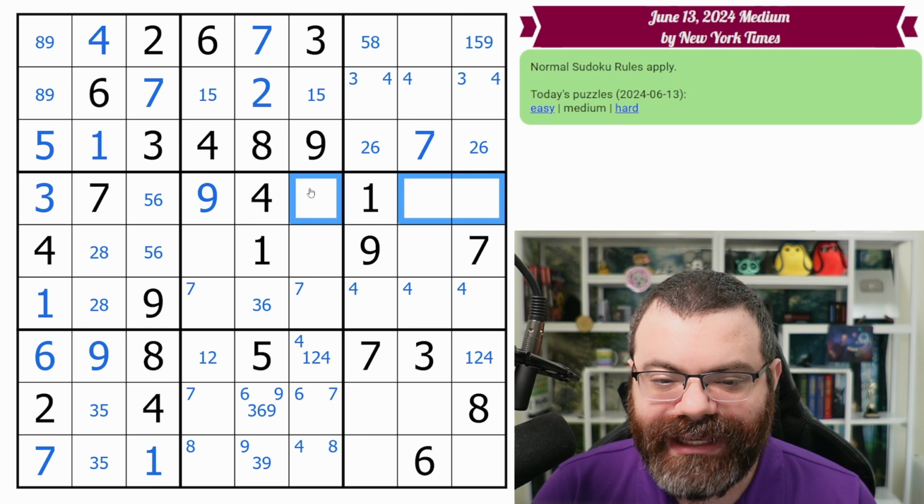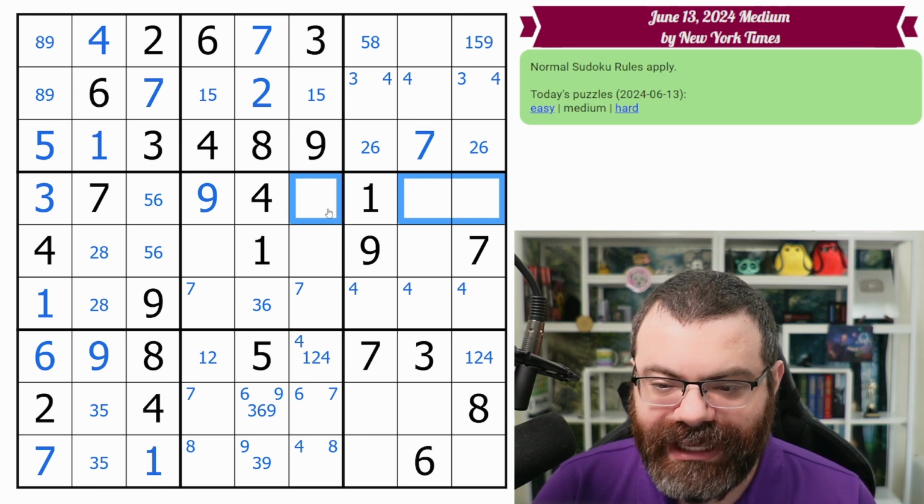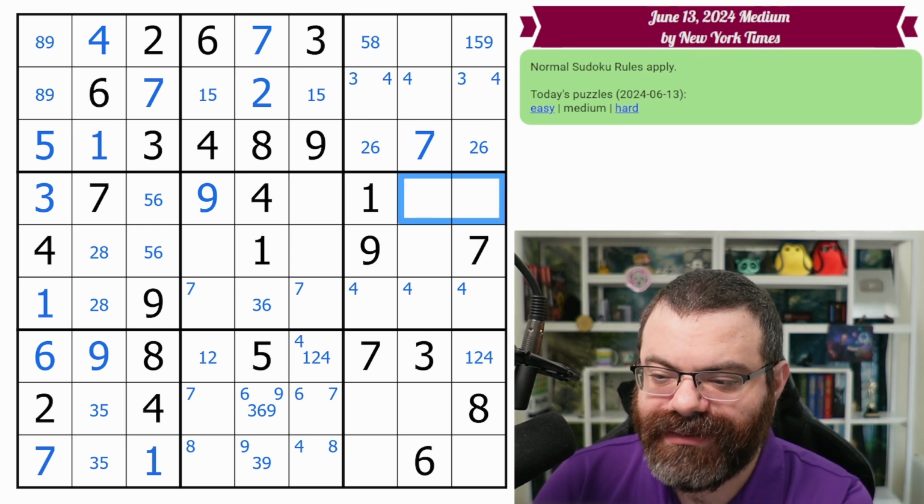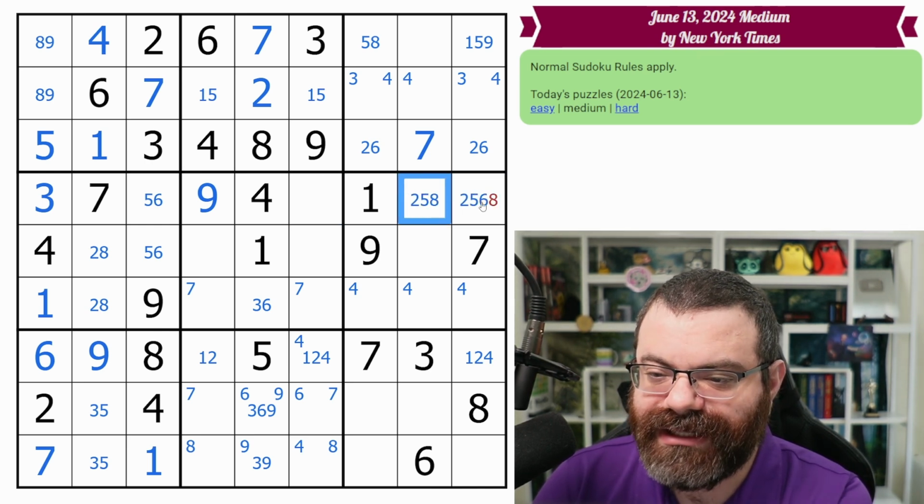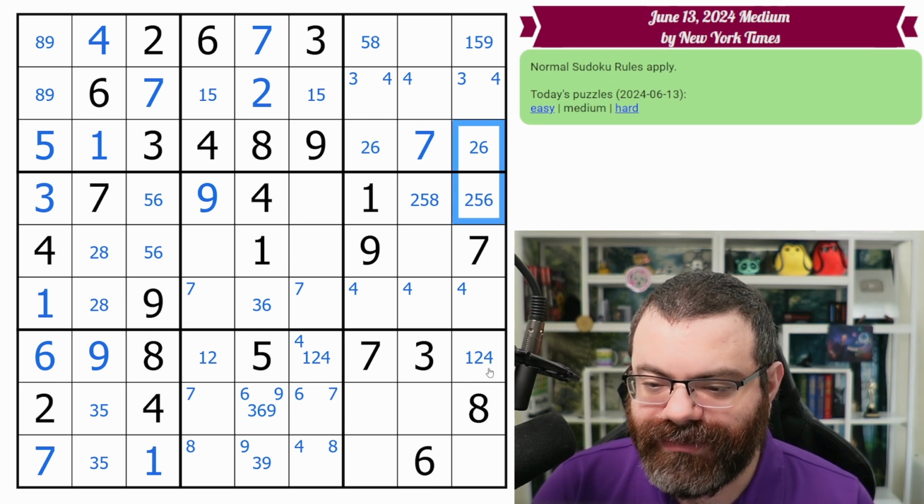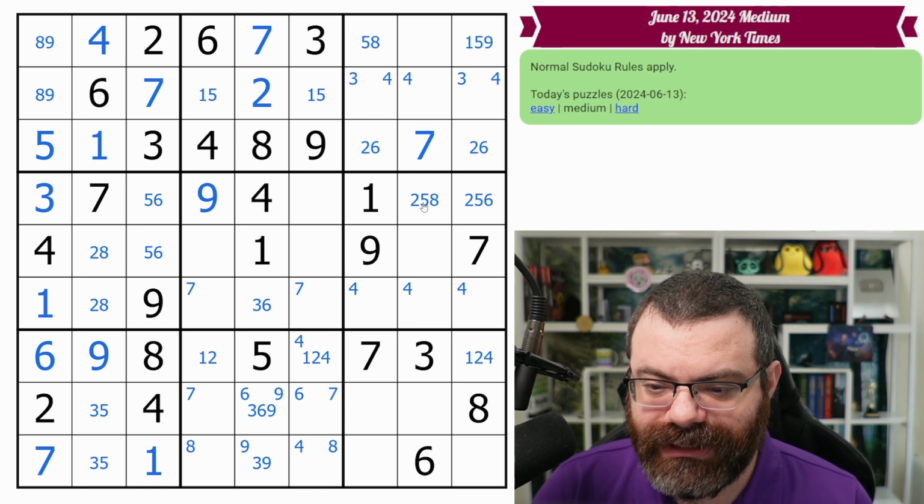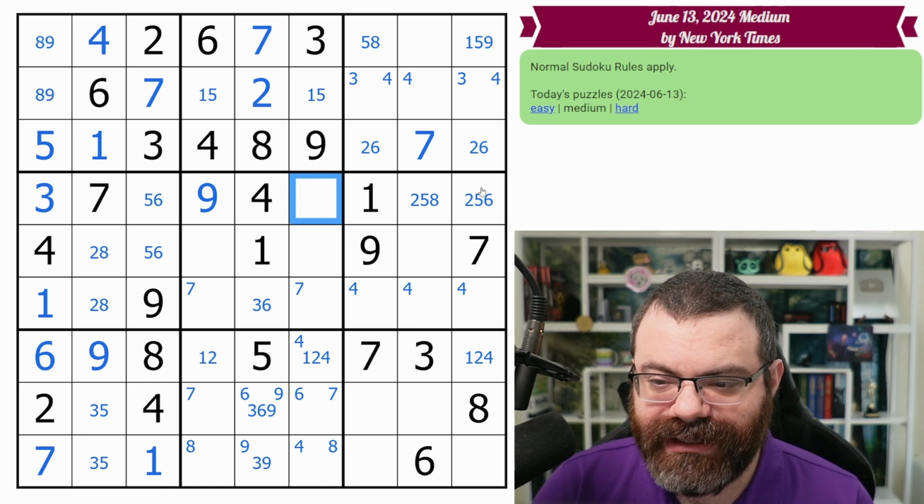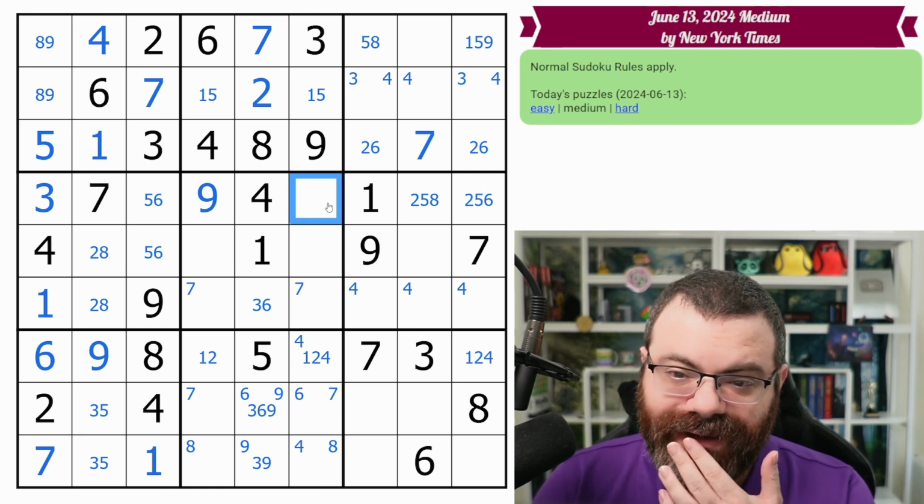So we need a 2, 5, 6, 8. This can be any of 2, 5, 6, 8. This can't be 6, this can't be 8. So I'm going to write it out. 2, 5, 6, 8. That's not 6, that's not 8. I'm very curious about whether we form a triple in this column, but I only see 2 out of the 3. Okay, I'm not seeing anything else of note there.